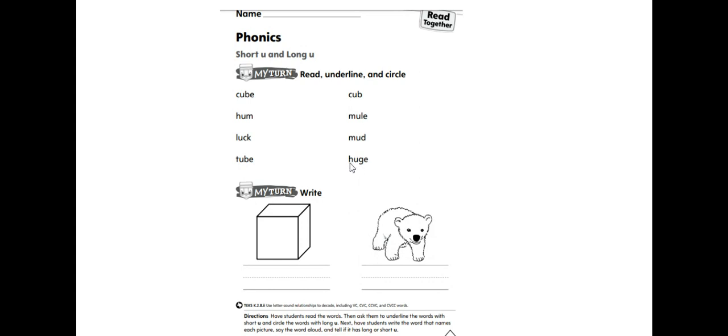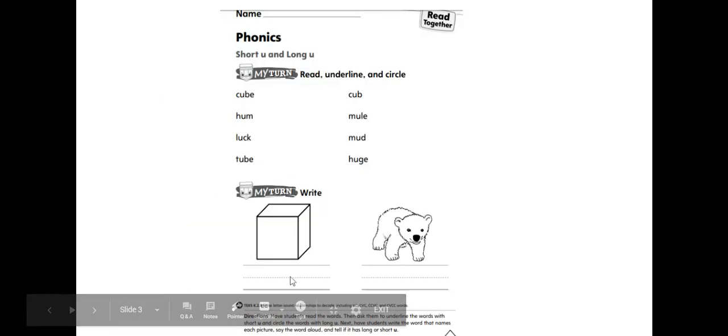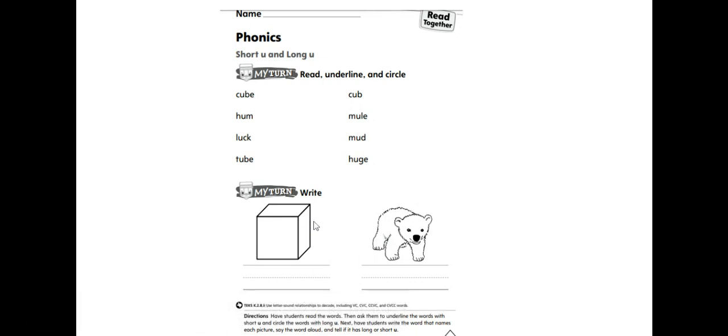Huge, huge. Notice the G made the J sound in this word, not the G. So there's something else we can learn, that sometimes those letters have a different sound. Let's look at the picture. What is this picture? And remember, it has to have either the long U or the short A.